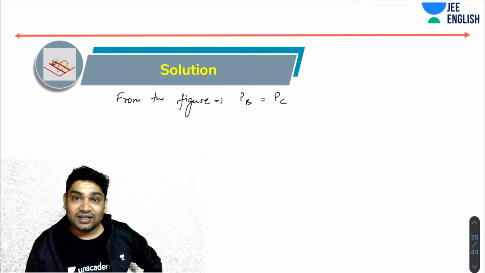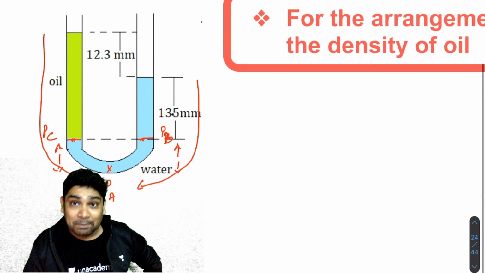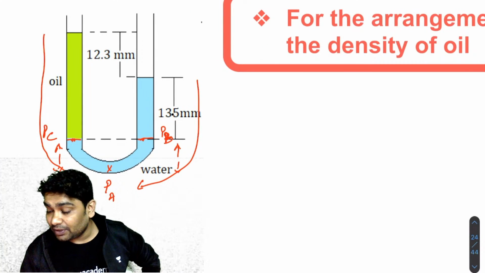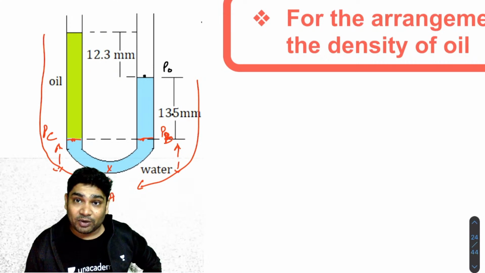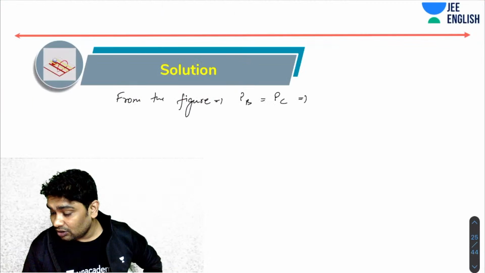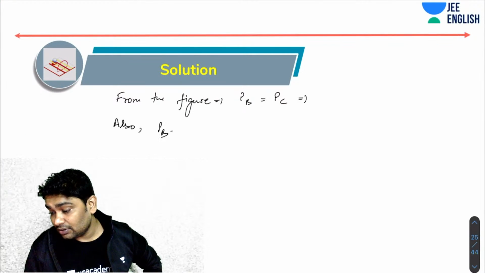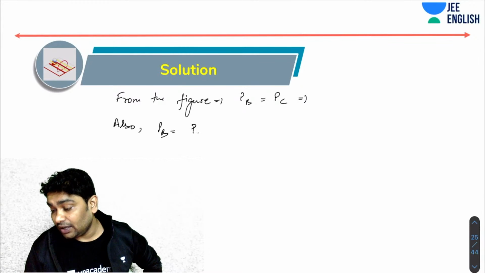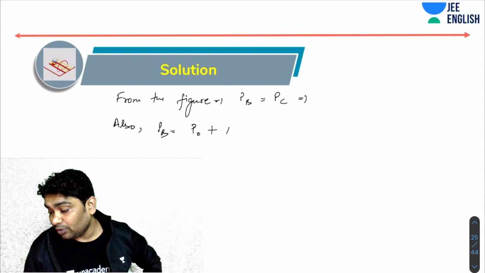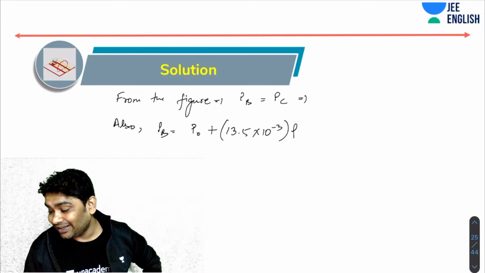Correct. Now let's talk about the values. The pressure at B would be P naught plus 13.5 times rho of water. So I can say PB is P naught plus 13.5 times 10 to the power minus 3, rho of water times g.